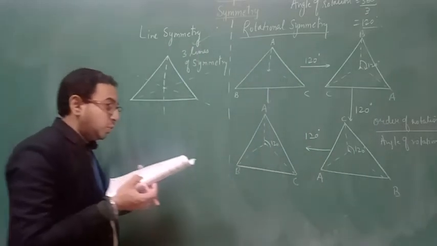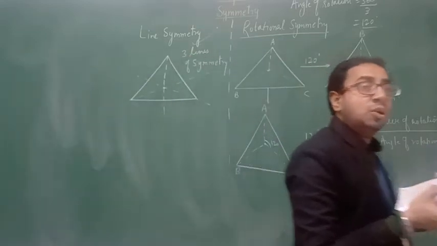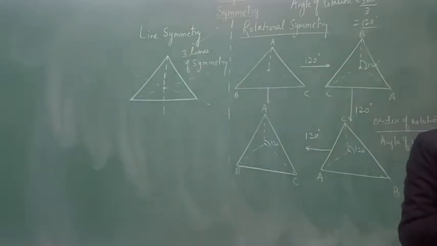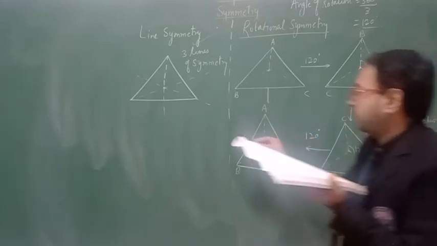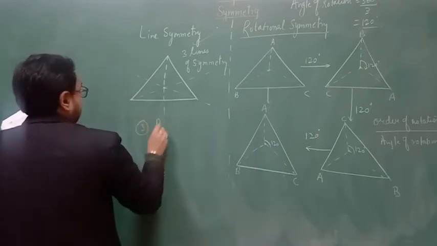A quadrilateral with the rotational symmetry of order more than 1 but not a line symmetry. The answer is parallelogram. Third answer is parallelogram.